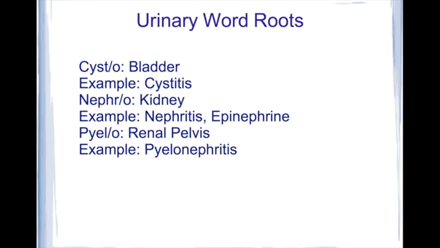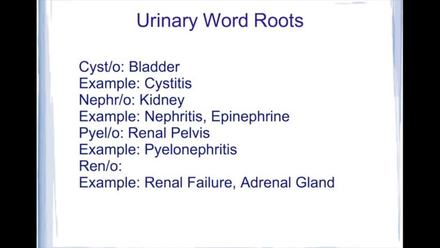Okay, reno. Not just where I'm from, of course, Reno. Renal failure is an example. Adrenal gland, we talked about that earlier. Ad means toward. Renal means the adrenal glands are toward what structures? They sit on top of the kidney. Okay, so reno means kidney. Renal failure is kidney failure.